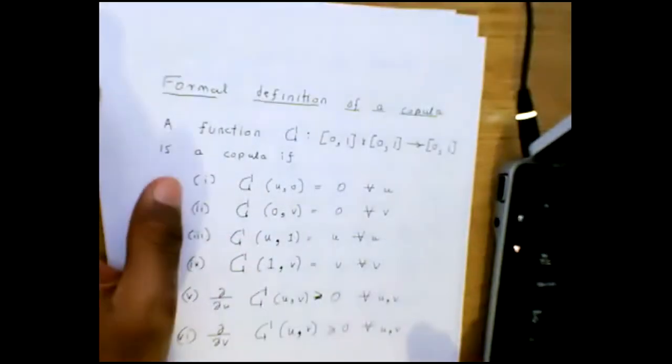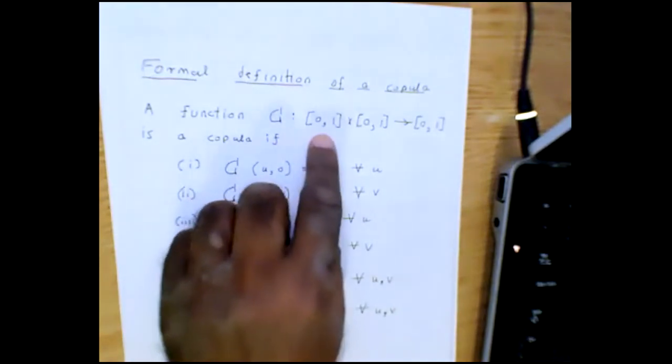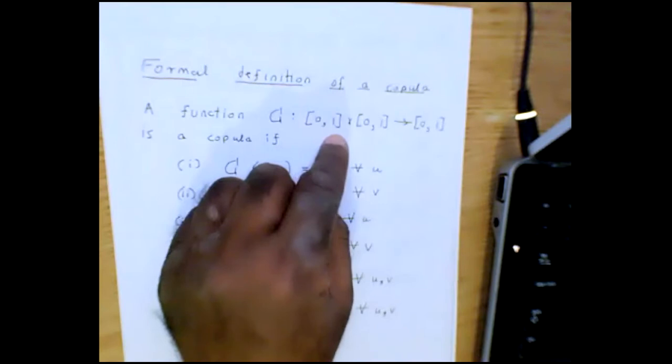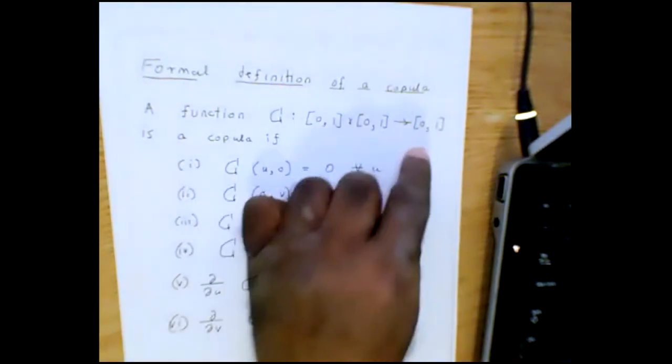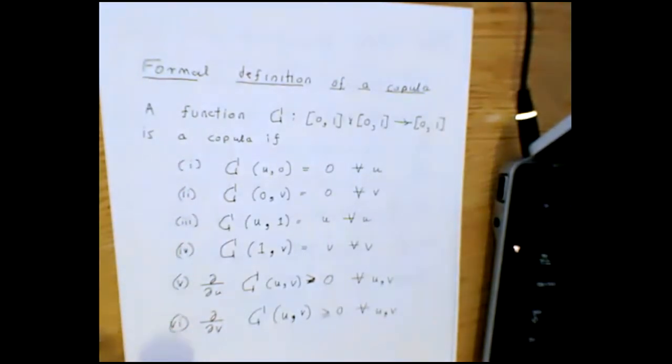All right, now we come to the formal definition of a copula. A formal definition is the following: a function from the unit square, that is [0,1] cross [0,1], to the unit interval, is a copula if it satisfies these six conditions.